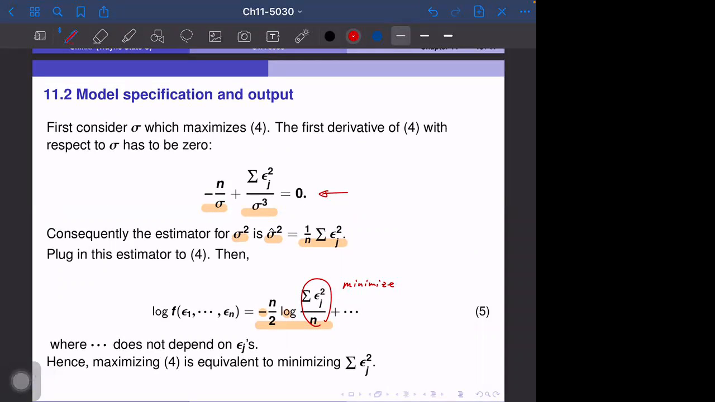So we introduced the concept of the maximum likelihood estimator and showed that the MLE and the least squares estimator are equivalent if epsilon follows the normal distribution with a fixed variance sigma squared.